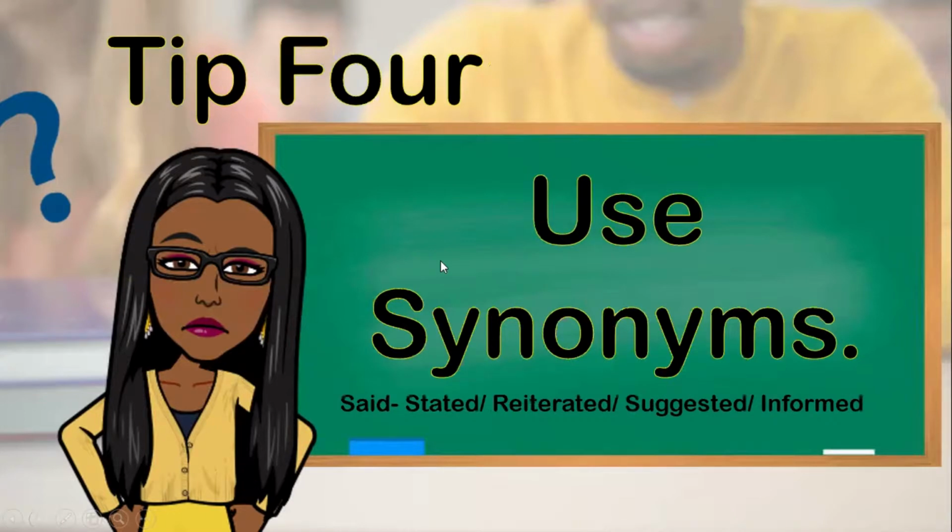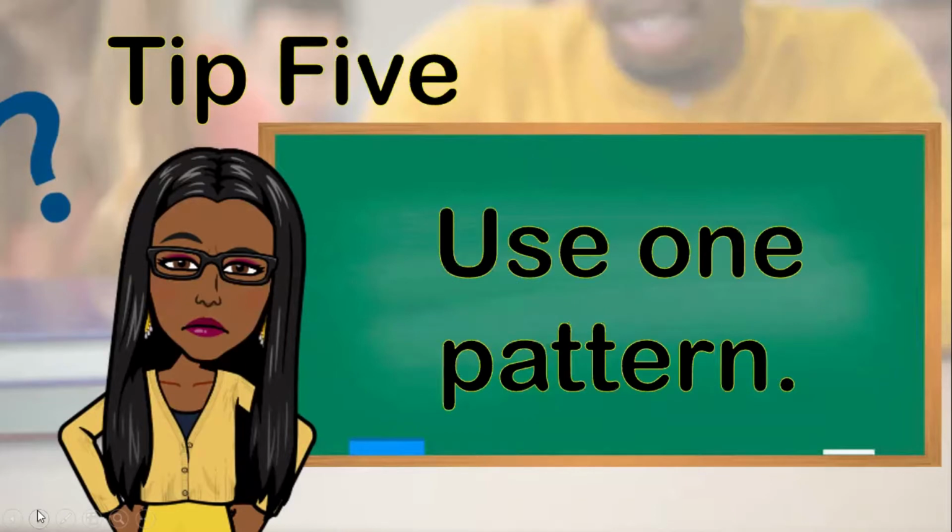Tip 4, use synonyms. It's very important that you vary your words. For example, instead of saying "said" throughout the entire essay, you can say stated, reiterated, suggested, or informed. And tip 5, use one pattern. It is very easy to become confused or to underdevelop one of your ideas. So it is suggested that you focus on one pattern and develop those concepts.